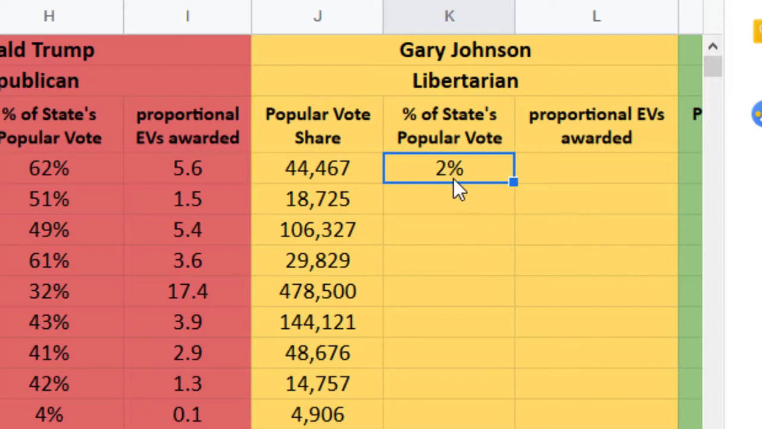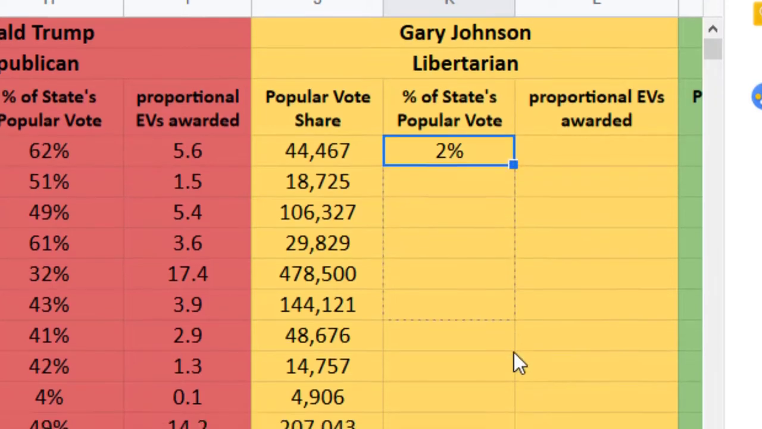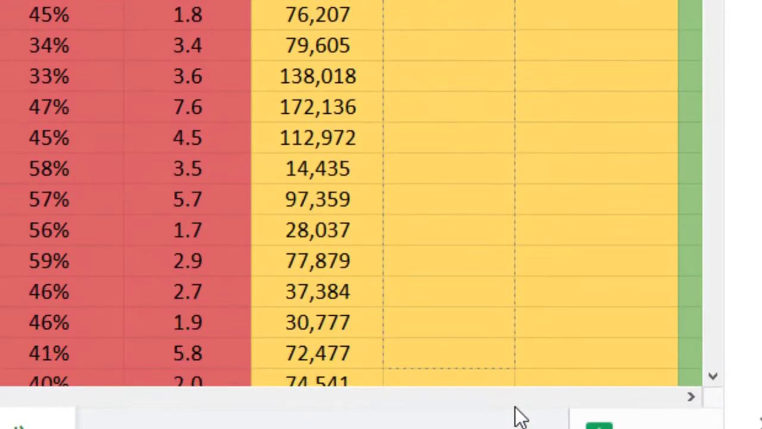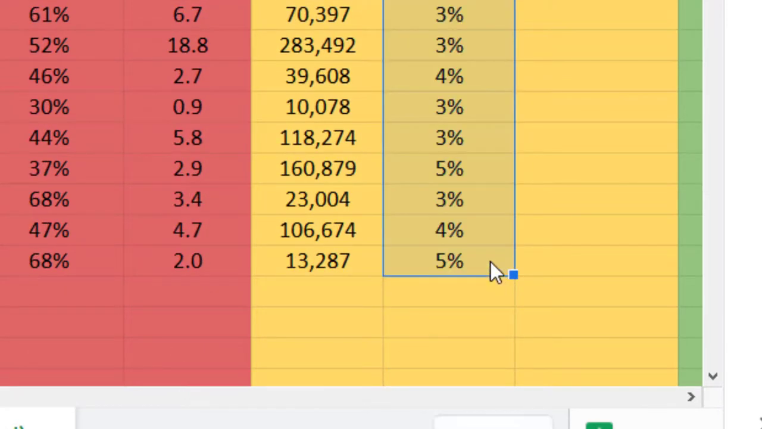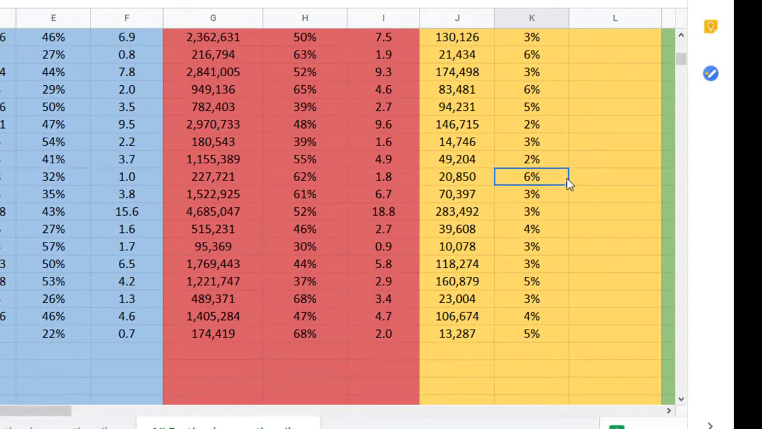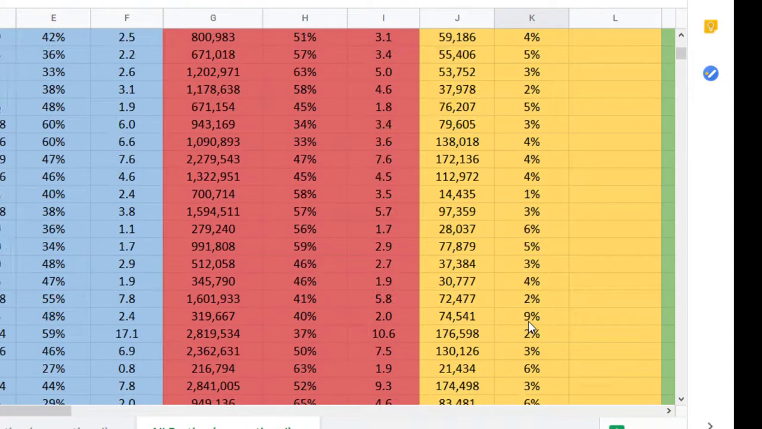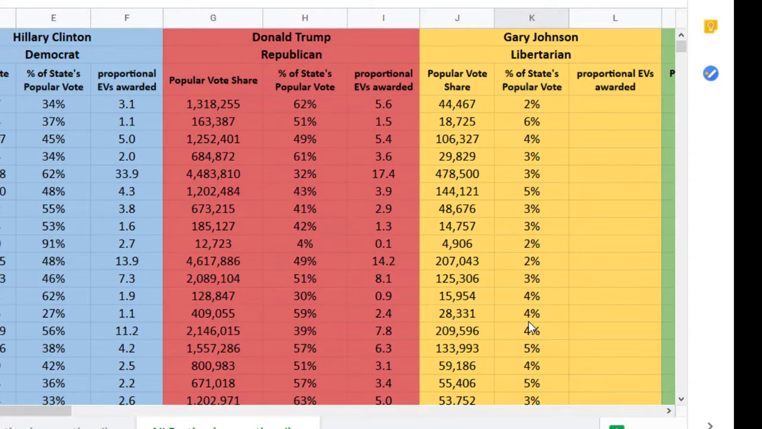Now, here's the cool part. Once you type that formula, you see that little blue box right there? If you click and hold that, and then pull down all the way to the bottom of the yellow column, and then let go, it will copy that formula down in all the cells and keep track of which numbers you're dealing with. Those are called relative references, and they are fabulous. That's a wonderful, wonderful spreadsheet skill to know. We're going to do it one more time here in the proportional electoral votes awarded column, but you'll get good at that, trust me.